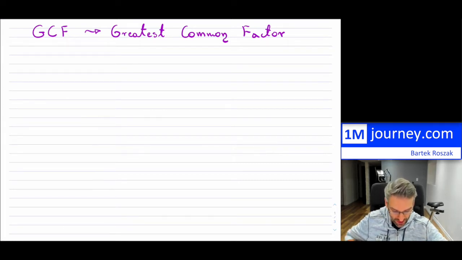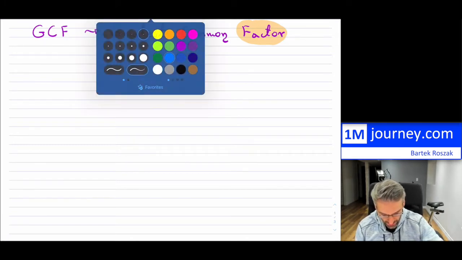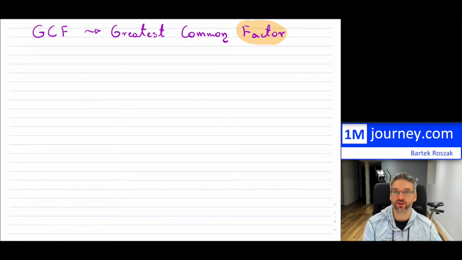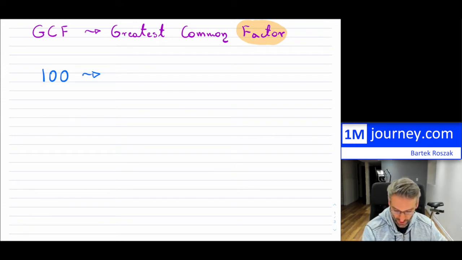So first, let's remind ourselves, what exactly do we mean by a factor? When you're studying these greatest common factors, you typically start off with natural numbers, so positive whole numbers. So if you take a number, let's say 100, you want to be able to know what is a factor of 100?